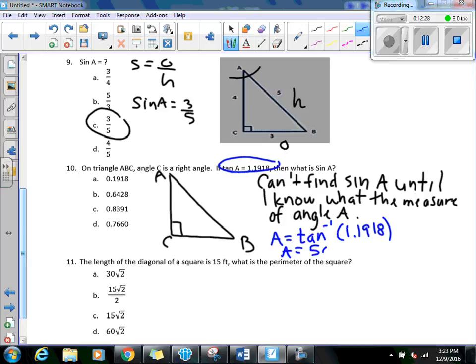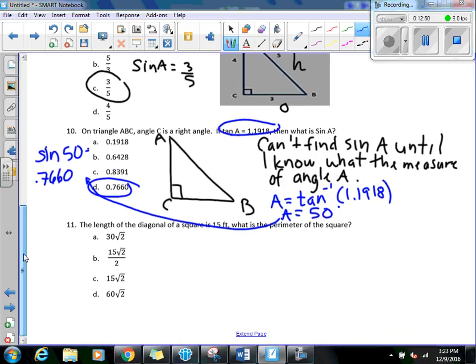It's a little bit more, but we're going to round. So now I can come back here and say, all right, the sine of 50 degrees. So I'm going to draw an arrow. So the sine of 50 degrees, just typing it into my calculator, folks, is 0.7660. Good, it's D.